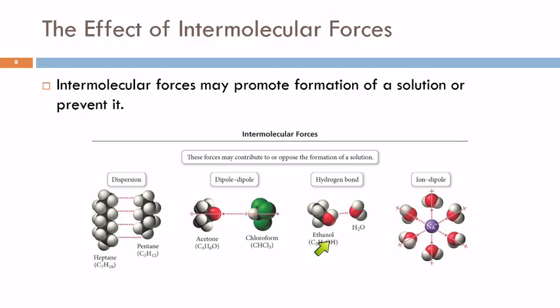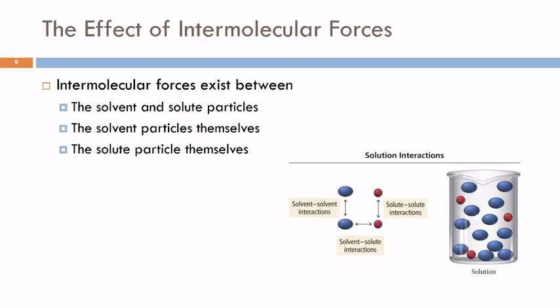Hydrogen bonding we can get if we have nitrogen, oxygen, or fluorine bonded to hydrogen in a polar molecule. And then we also have ion-dipole forces, the attraction between a cation and the negative ends of water molecules, or an anion and the positive ends. So those are the types of intermolecular forces.